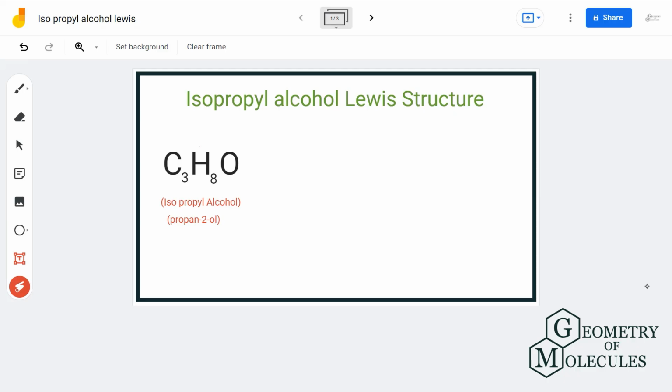In this video, we discuss the Lewis dot structure of isopropyl alcohol, which is also written as propane-2-ol. It has a chemical formula of C3H8O. And for that, we will first count the total number of valence electrons.